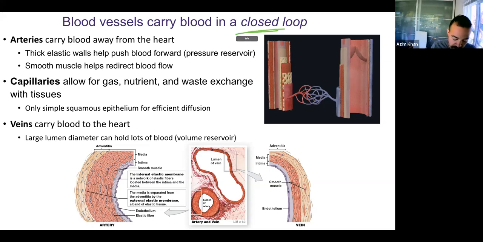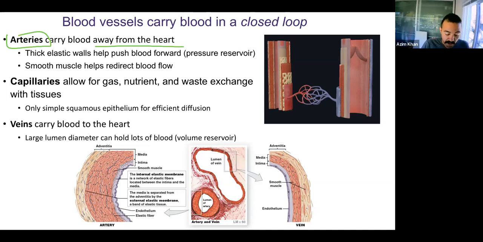The main difference between arteries, capillaries, and veins is that arteries carry blood away from the heart. So functionally, that's the difference. They carry blood away from the heart. We saw the aorta and the pulmonary trunk. Those are major arteries, and there's more.